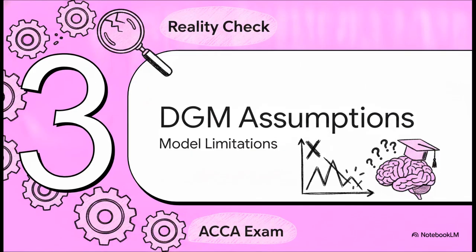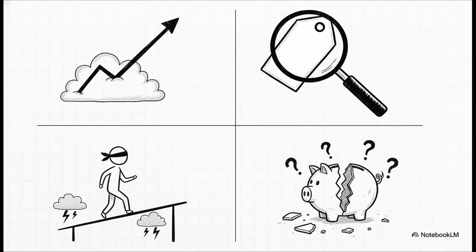Section 3. DGM assumptions and limitations. Time for a little reality check. Because passing the ACCA exam isn't just about blindly plugging numbers into a calculator. The examiners absolutely love testing your understanding of where these models actually break down in the real world. First up, the DGM assumes constant, perpetual dividend growth forever. Assuming a company is going to grow its dividend flawlessly until the end of time is a massive and frankly kind of hilarious leap of faith.